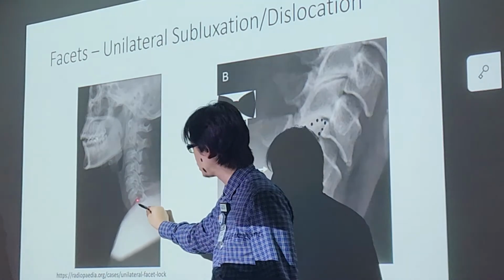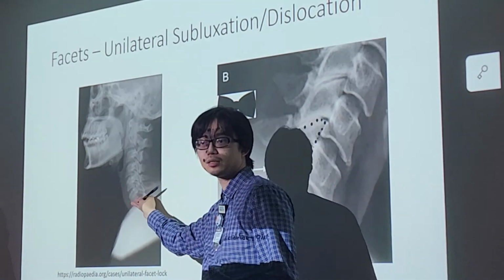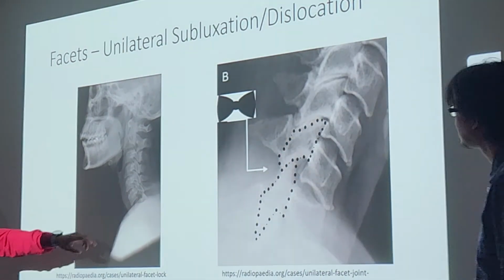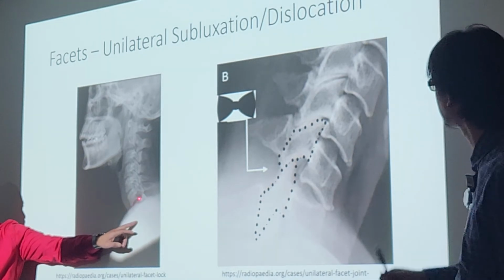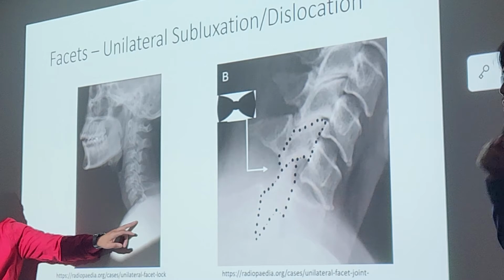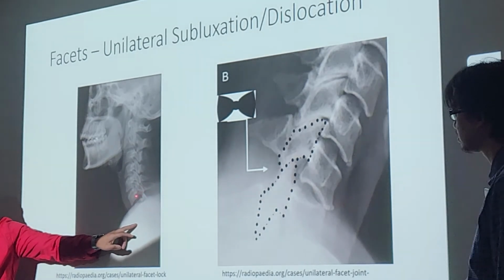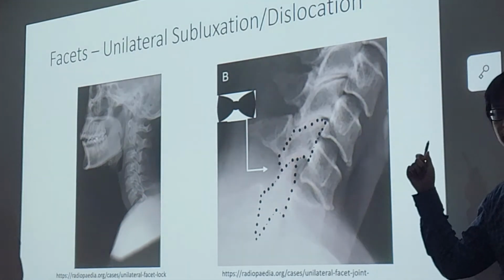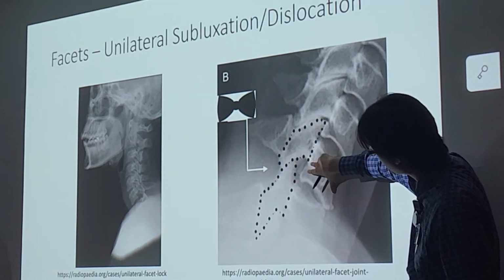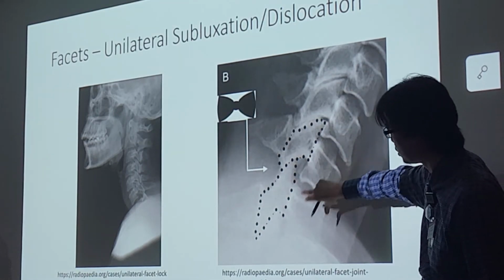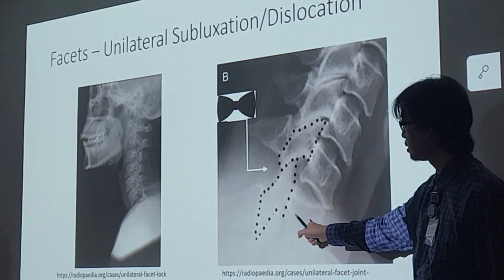It's like a big open gap right here. So 1, 2, 3, 4, 5, 6. So 6, 7-ish. That's right. And then if you look at the right image, same thing. You can see the body, and this body is kind of shifted forwards compared to this one right here.